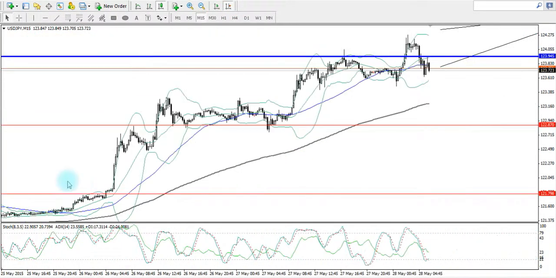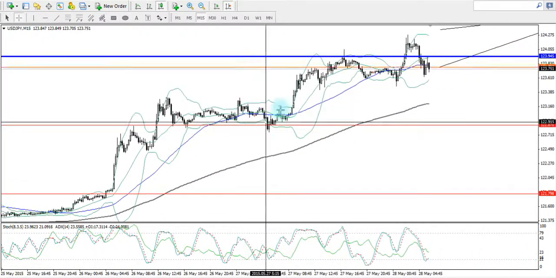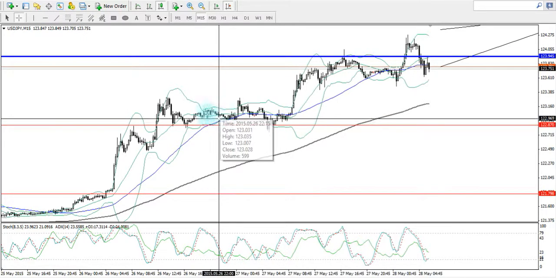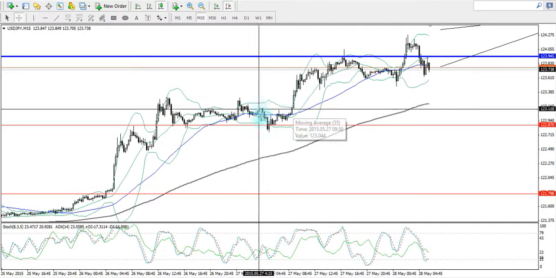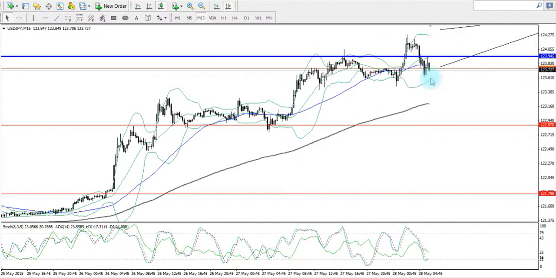Right into the 15-minute charts, we are seeing the price is hovering around the 55 moving average. Based on the past record, it seems that price tends to hover around the 55 moving average before it begins to appreciate further. So at this point of time, it could be the right time to go for the long.